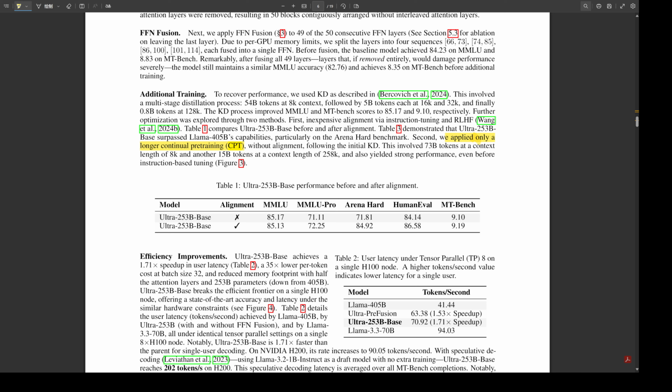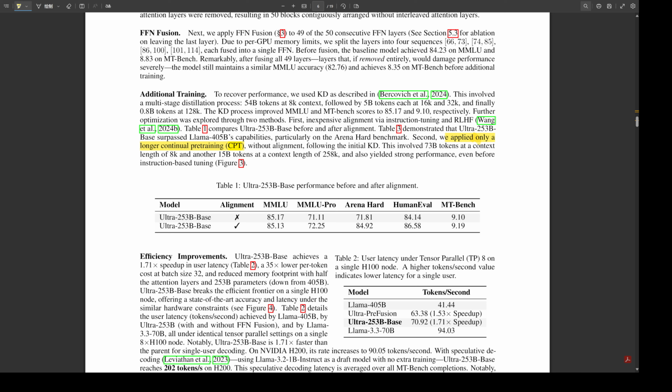So then how did they get to those really impressive final benchmark scores? They used a technique called knowledge distillation. Okay. It's like a teacher-student relationship, where a smaller model learns from a larger, more capable one. Okay. So they trained Ultra 253B base to mimic the behavior of the original Llama 405B model. Okay. And they did this using increasing context lengths during the training process. So the smaller model was basically learning from the best. Exactly. It was getting a masterclass from the big guy. And that helped it to recover and even surpass its initial performance levels on benchmarks like MMLU and MT-Bench. That's right. So they were able to push the performance even further. Yeah, and they didn't stop there.